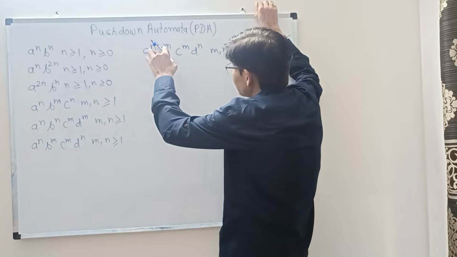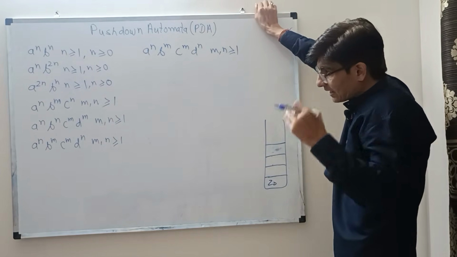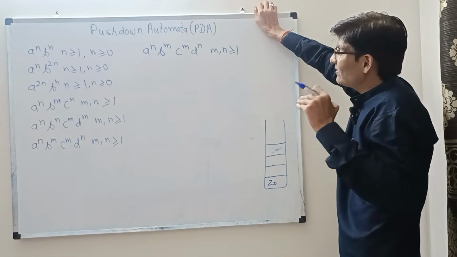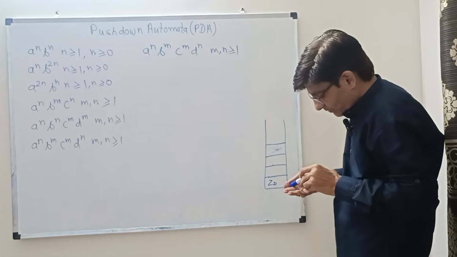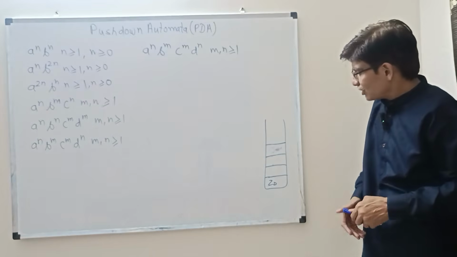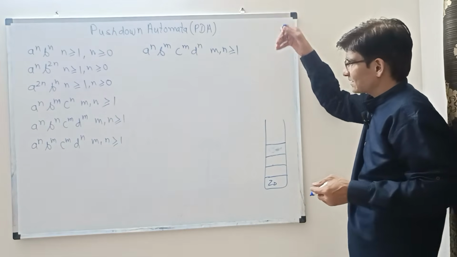If we have the same number of b and c, then we will not have any y left in the stack. So in this way, we can ensure the same number of occurrences of a and d and b and c. So now I will write transition rules for this.